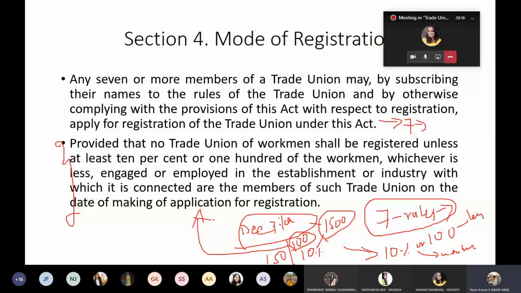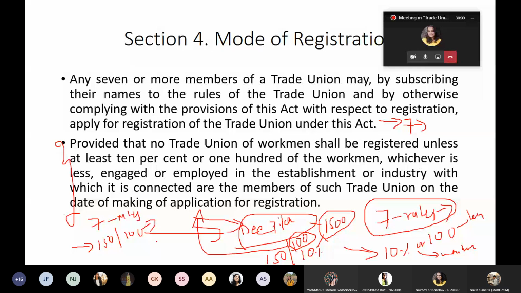Deepika wants to form a union. What does she need to prove? She wants to file an application before the registrar. One document she needs to take is the names of 7 subscribers, saying these 7 members subscribe to the rules. Along with that, she should also submit proof before the registrar that at least 100 members, whichever is less, are the members of her union.